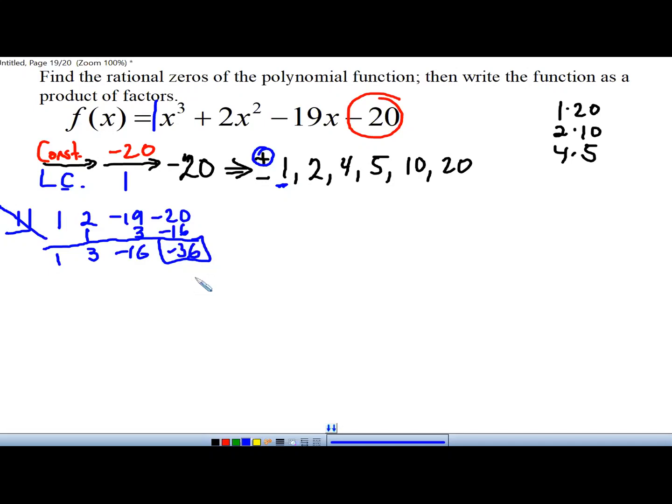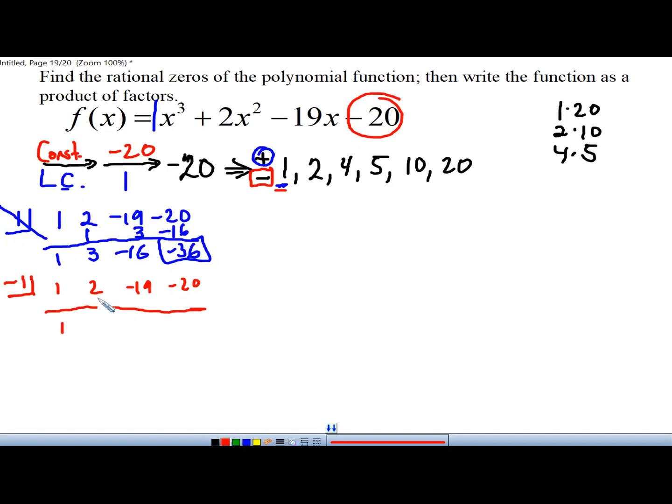All right. So since positive 1 didn't work, I'm going to switch to red. What am I going to try next? I'm going to try negative 1. I'm going to write negative 1. Same coefficients, 1, 2, negative 19, negative 20. Here goes the process, bringing down the 1.